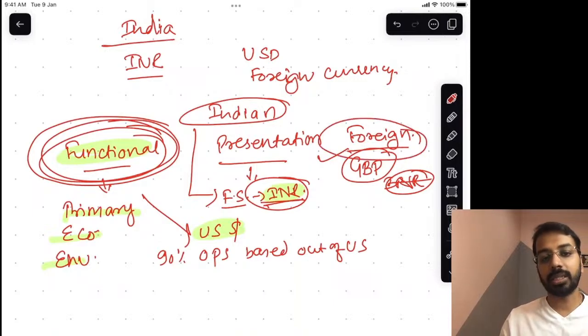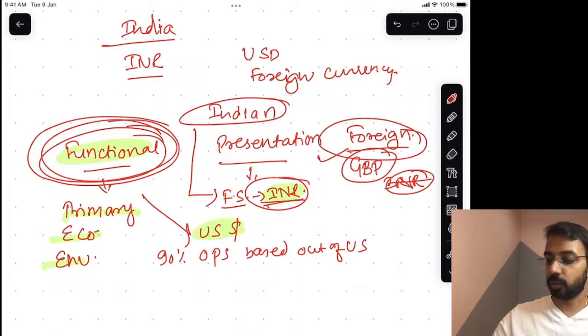Now, what the standard says is that all the transactions that you are recording, you will record in the functional currency. And even if it's a foreign currency transaction, even that transaction you will convert and record in the functional currency. Right. So let me just share the screen of notes. Just a moment.